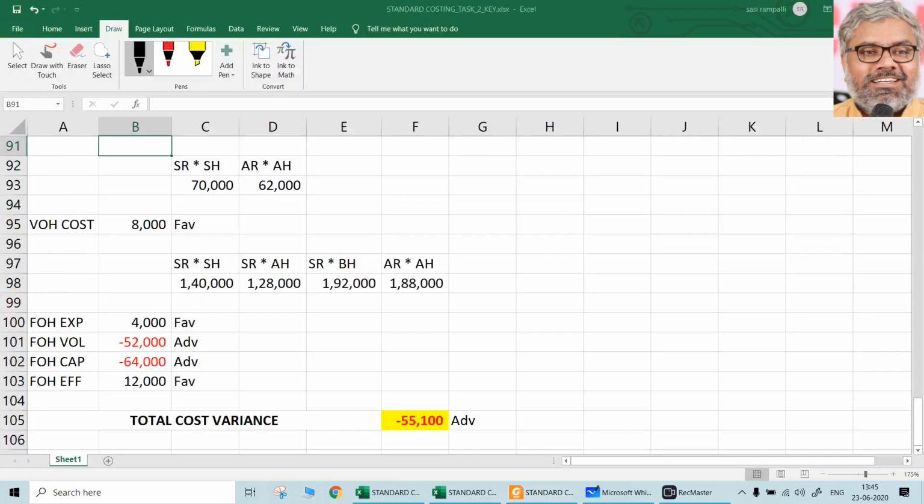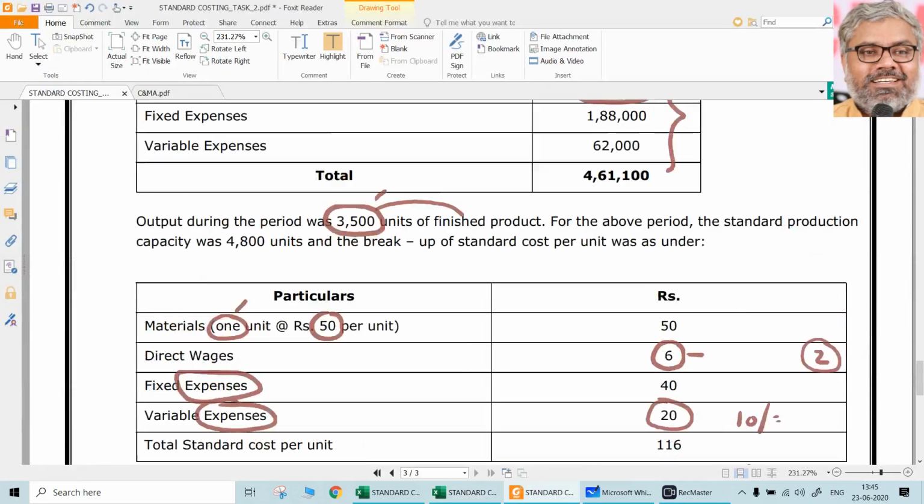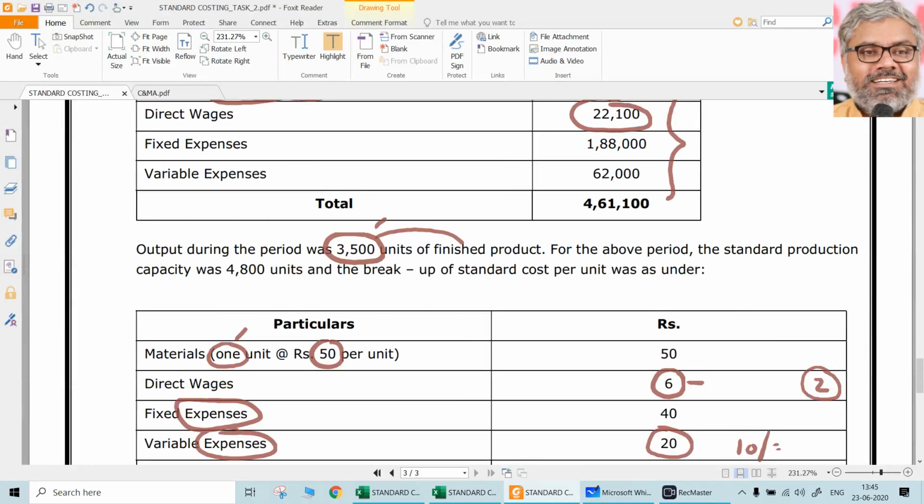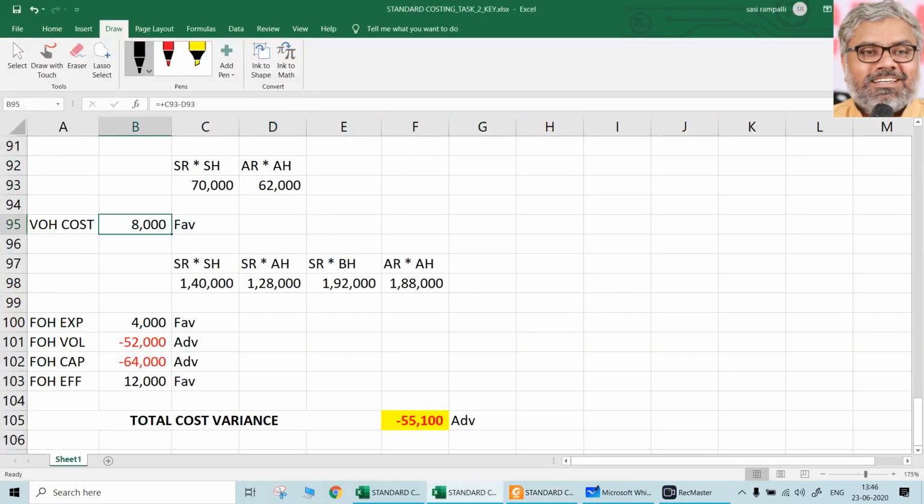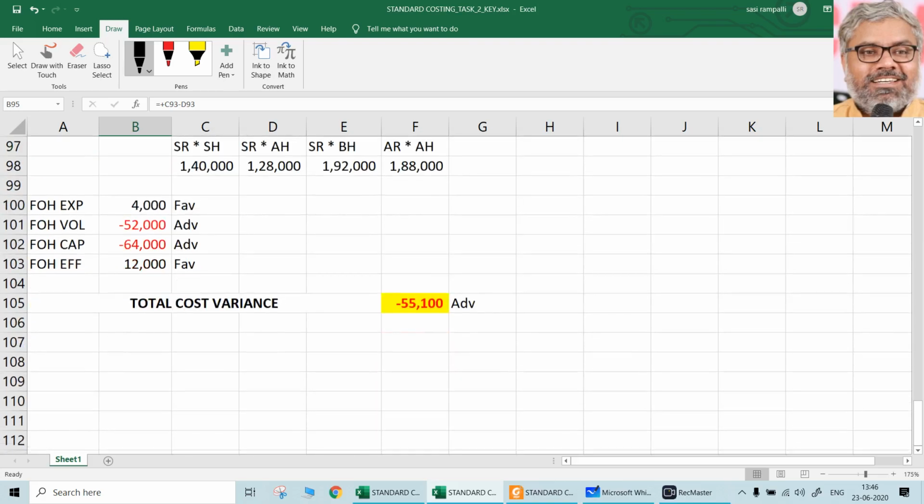So that is why we have to convert one by one. So SR is 10 rupees per hour. SH we know already, that is standard hours required for actual output, which is 7,000 hours. So we have SRSH. Actual variable overheads, we don't have to calculate anything. It is already given, that is 62,000. Difference is the variance, that's all. Only one variance is asked, cost variance, that is 8,000 rupees favorable. That is variable overheads variances.